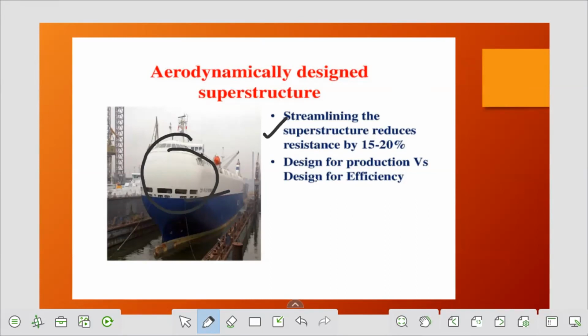But here we have to make an important decision, a trade-off between design for production and design for efficiency. Which one do you want? Shaping this curve needs more time and money, so that is a design for production matter. But at the same time, even if you spend a little more money at the initial stage, what benefit does it give throughout the life of the vessel? That is the economic study one has to do before going for this.